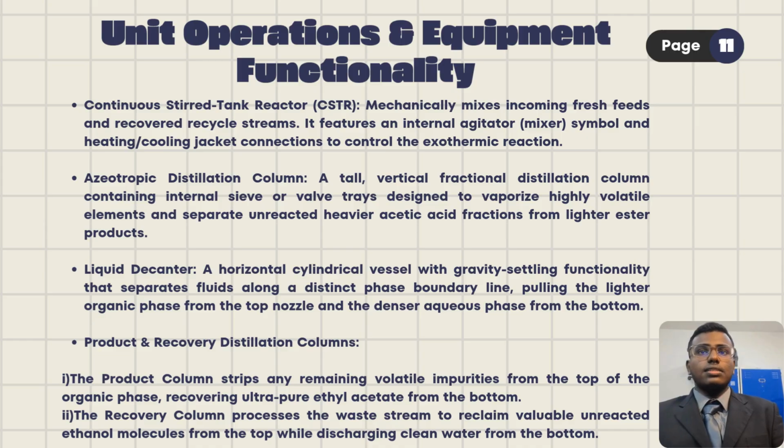This column separates the mixture based on differences in volatility. The lighter and more volatile components move upward, while the heavier components remain lower in the column. This helps improve product purity and recover unreacted materials.